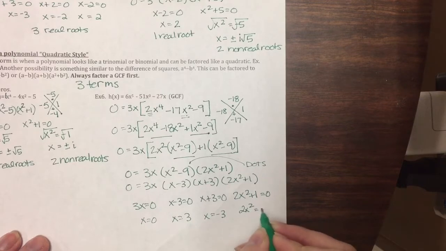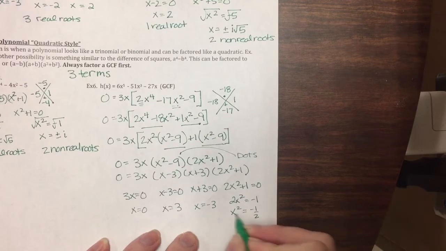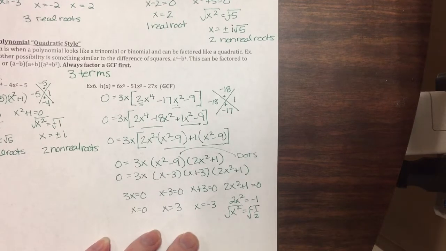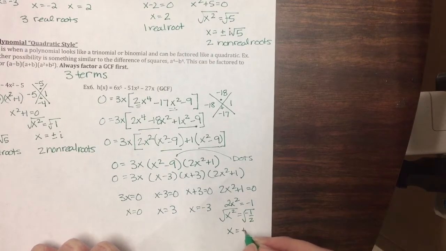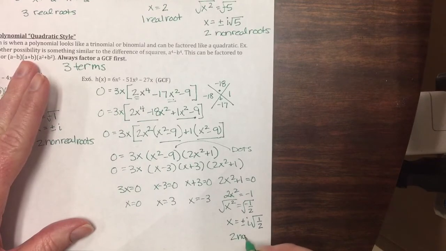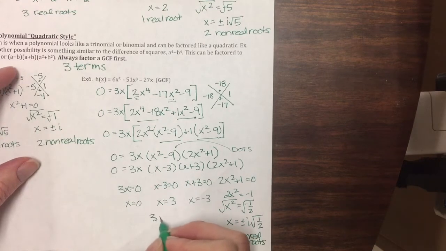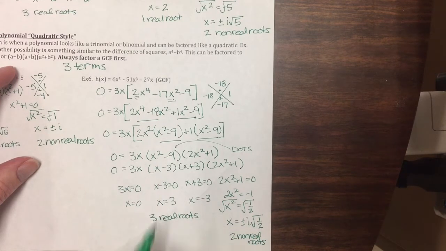here 2x squared equals negative 1, x squared equals negative 1/2. When I take the square root of both sides, I'm going to go ahead and pull out the square root of negative 1. I would get plus or minus i square root of 1/2. This then would be my two non-real roots. This would be my 3 real roots over here. 1, 2, 3 real roots, 1, 2 non-real roots, and it's 5 total roots for my 5th degree polynomial.